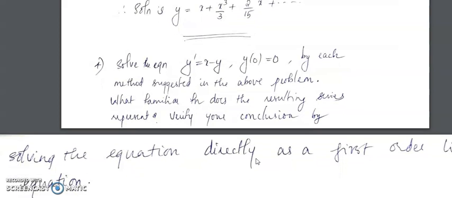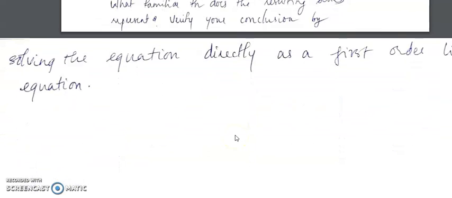This is an exercise. Okay, so you need to solve the equation y dash equal to x minus y. You are given y at 0 equal to 0. Using both the methods we have done, first, equate the coefficients and find the values of a. And second, using this method, take the derivatives and proceed like the Taylor expansion. So find out the resulting series and verify your equation directly.